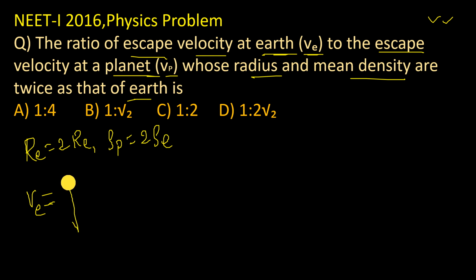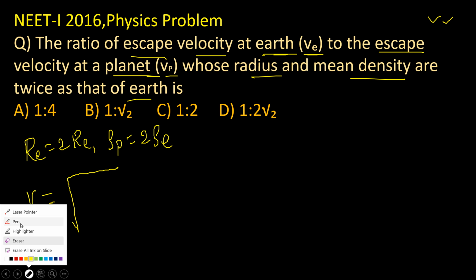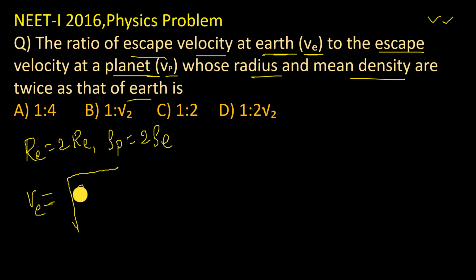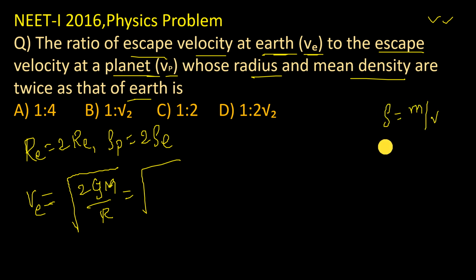So V equals root over 2G. So the escape velocity on the Earth formula is root of 2 into capital G capital M by R. If you are taking mass, normally density equals mass per unit volume, so mass equals volume into density. The volume is 4 by 3 pi r cube, times rho.